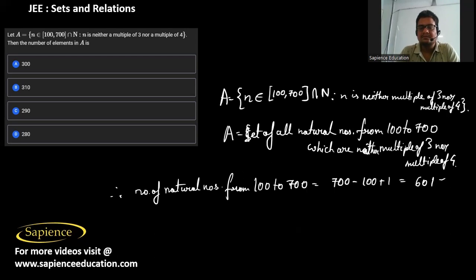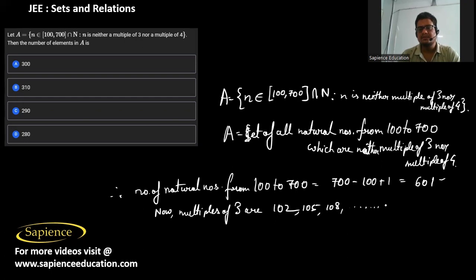601 natural numbers. Now the numbers which are multiples of 3, one is 102, since 3 3s are 9, 3 4s are 12. So 102, then 105, then 108, and so on till 699.